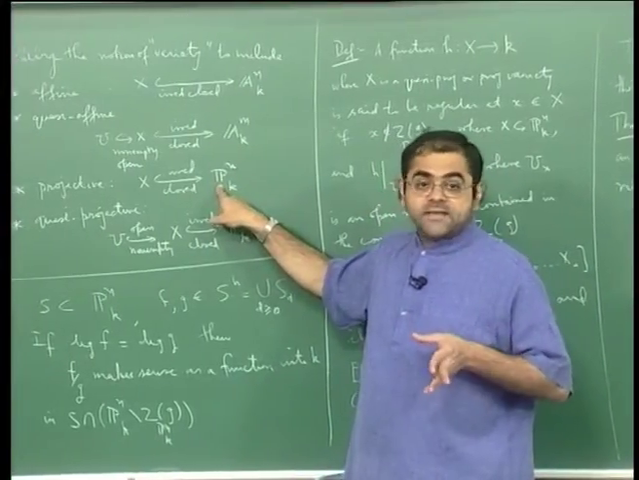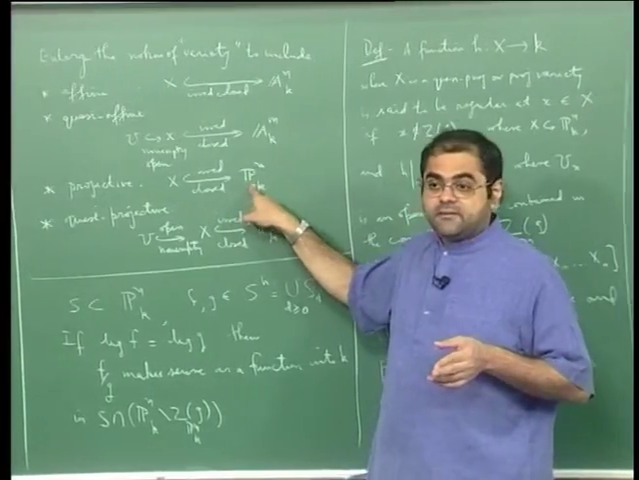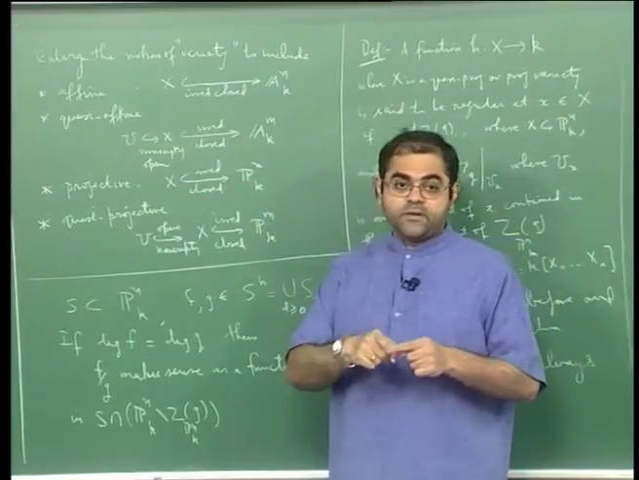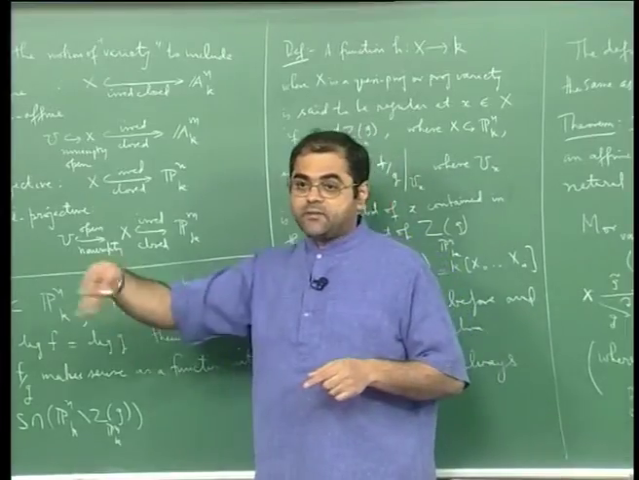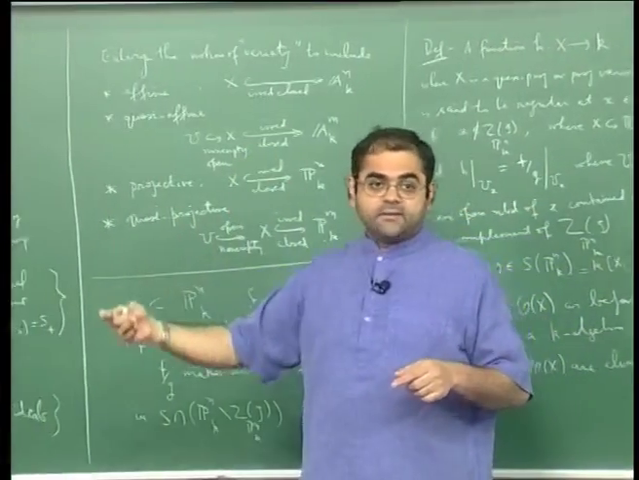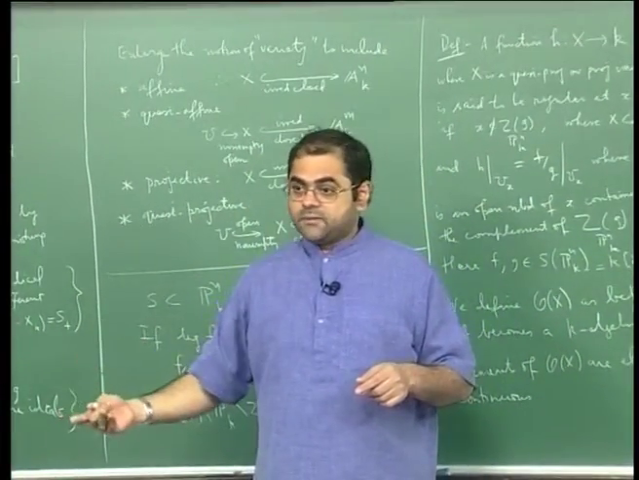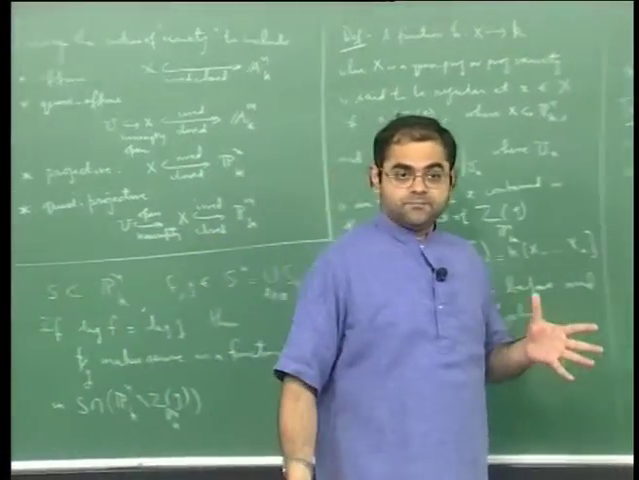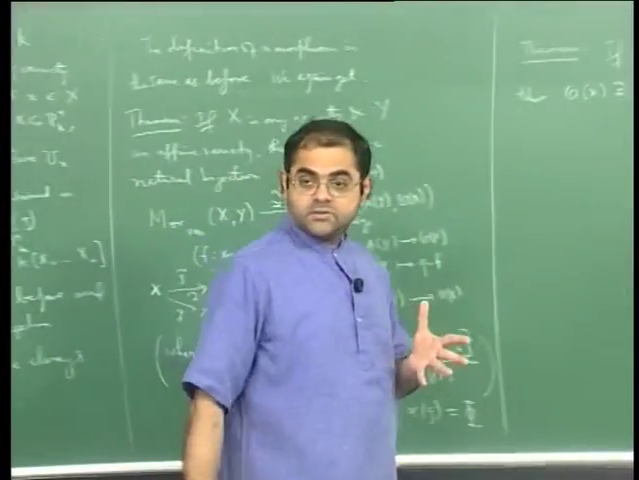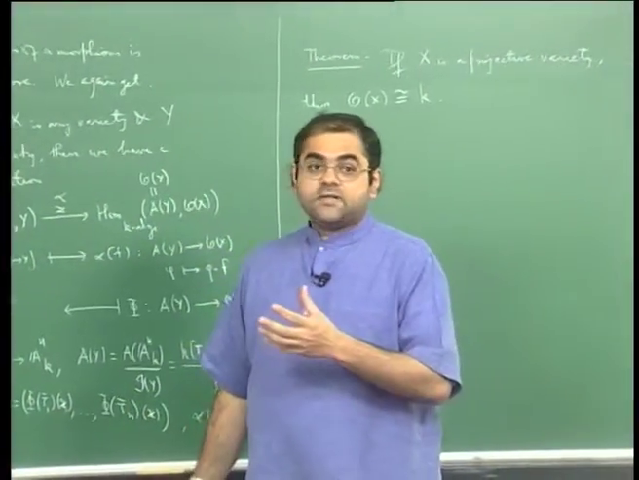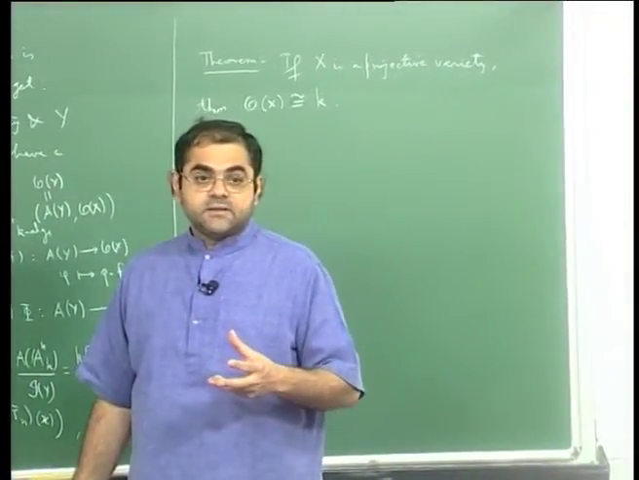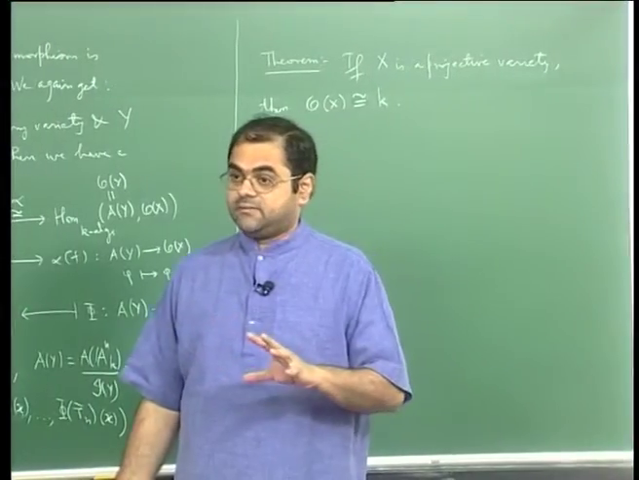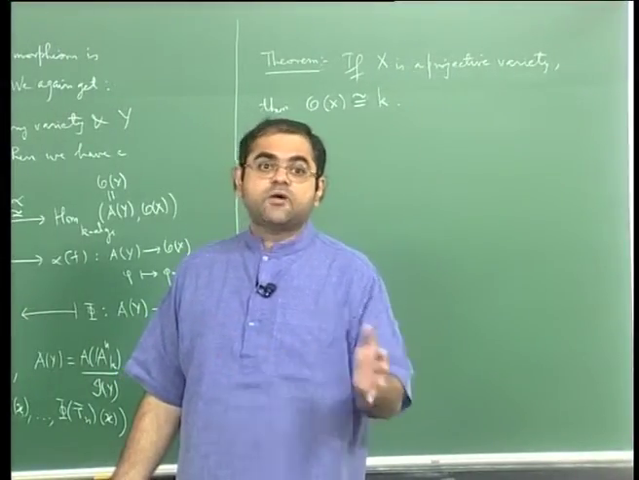But the problem is that if you change this embedding, you take the same projective variety and put it into some other projective space and look at the homogeneous coordinate ring again, it could change, and it will. So the way in which a projective variety is embedded in projective space does not have a uniformity about it.